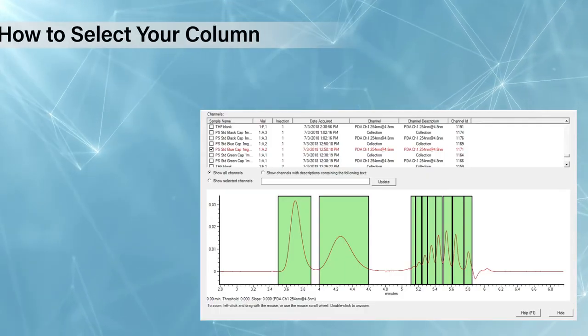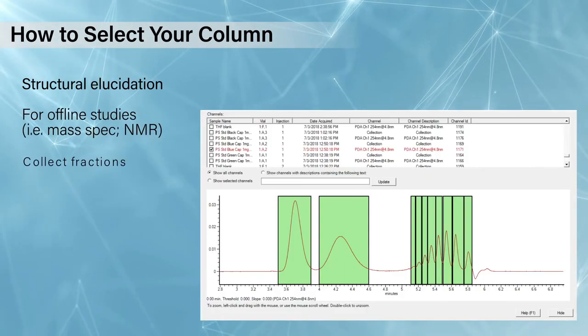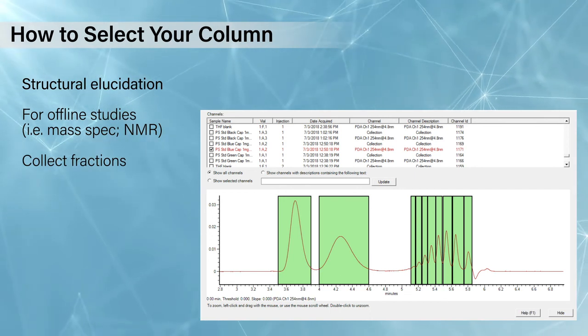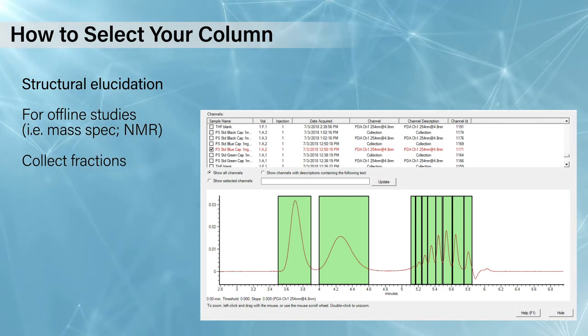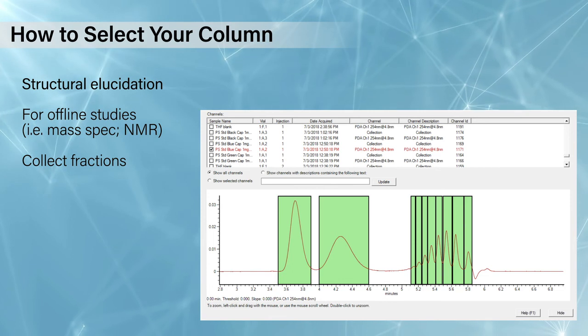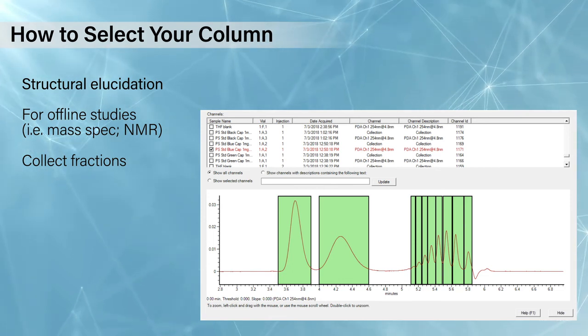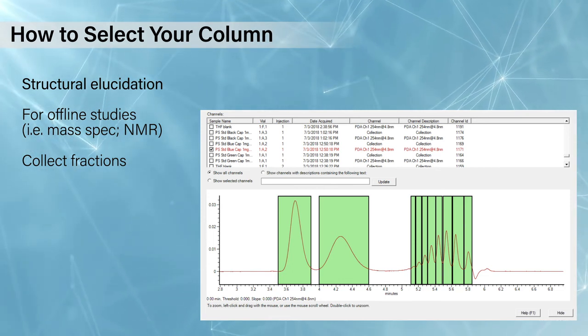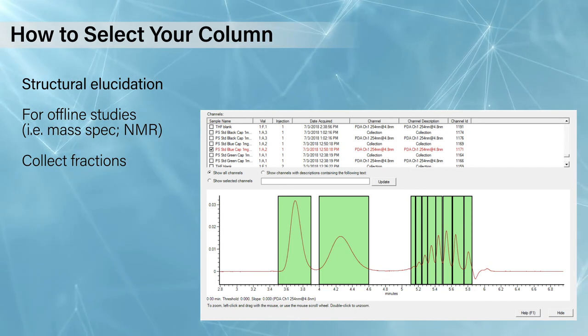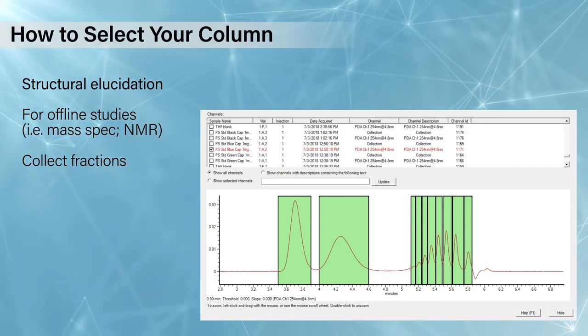You may want to take further structural elucidation studies, so take this offline, for example to an NMR or a mass spectrometer. For this, you can collect fractions off the APC. So you collect the smaller fractions, which you can then take offline and do further studies with.